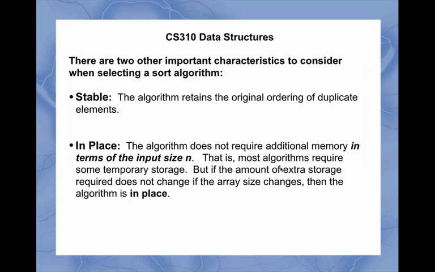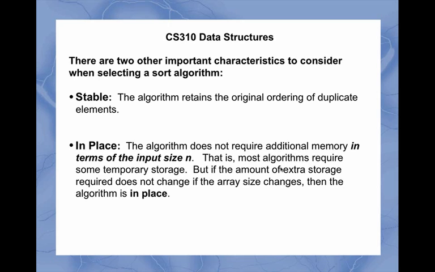There are two other important characteristics to consider with sorting algorithms, and this applies to all of the sort algorithms. Those two things are stable and in place. The term stable refers to how the sort algorithm deals with duplicate elements. As an example, suppose you're sorting an array of class person, and you have 2 people with the last name of Smith. They're obviously not exactly the same person. They're 2 different people. They just have the same last name.